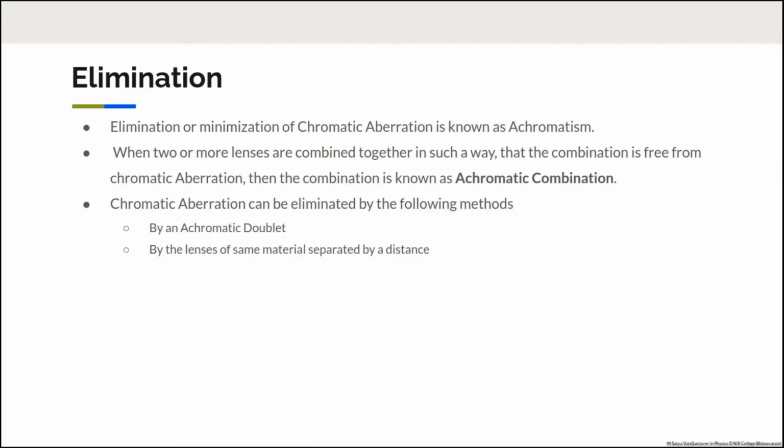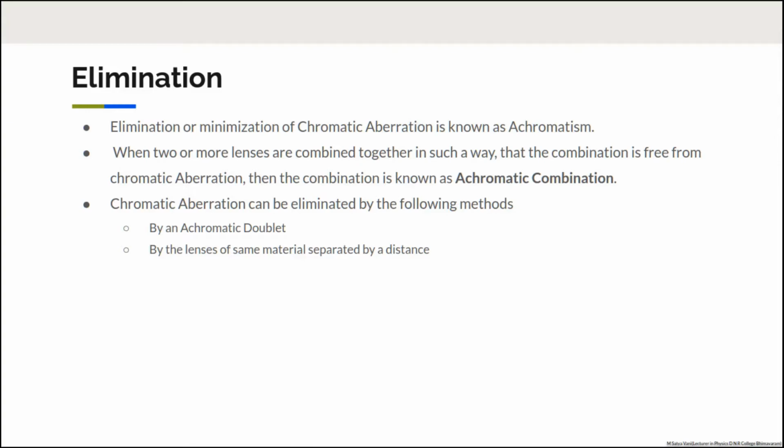Next, the next concept is elimination of chromatic aberration. We have to find how this defect is eliminated. Elimination or minimization of chromatic aberration. Elimination or removal of chromatic aberration is known as achromatism. When two or more lenses are combined together in such a way that the combination is free from chromatic aberration, then the combination is known as achromatic combination.